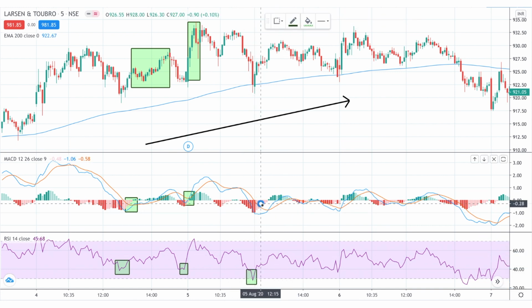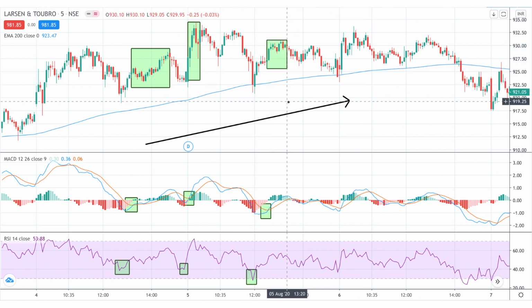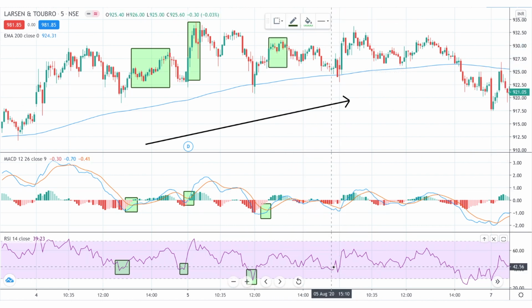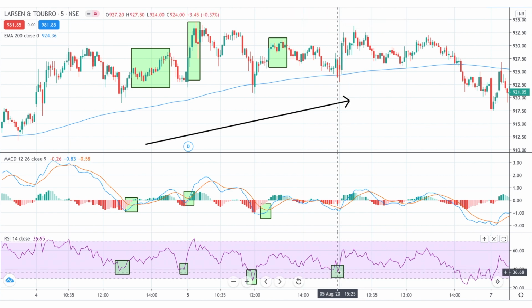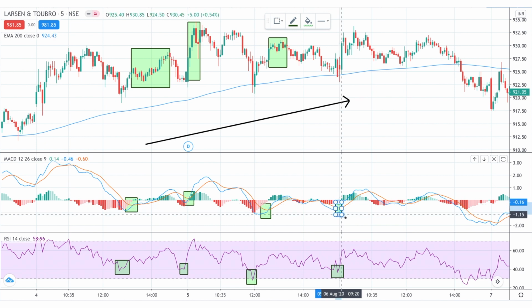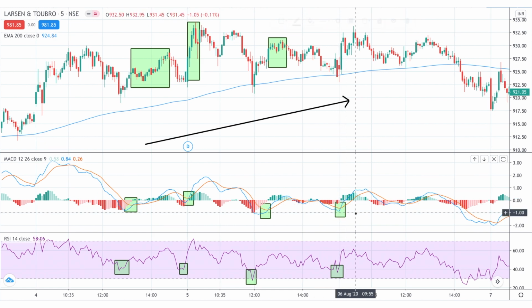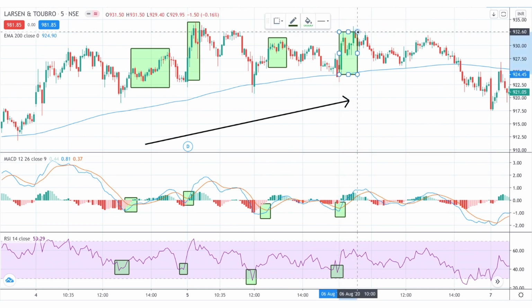We have the MACD line crossing the signal line, and we have a small position here. And then again, over here, it can be seen that the RSI is towards being oversold. We have the MACD crossing the signal line from the bottom, and directly above is the opportunity which we have.